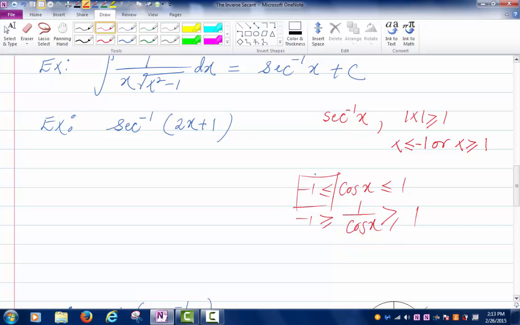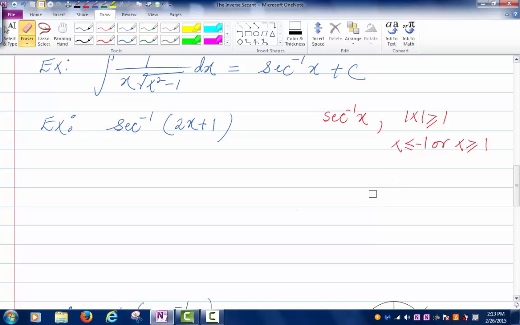Is that right? Okay. So in any case, all I wanted to say is that if you forget what the range of secant is, you can come up with it by looking at 1 over cosine. Now, that's the domain of secant inverse. So how do I come up with the domain of secant inverse of 2x plus 1? I want 2x plus 1 to be either less than negative 1 or greater than 1, right? Because otherwise you cannot apply secant inverse.